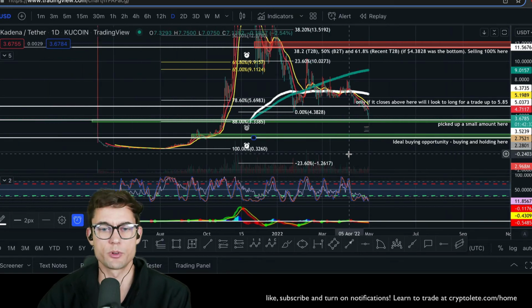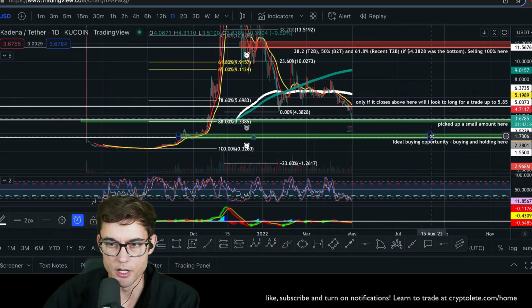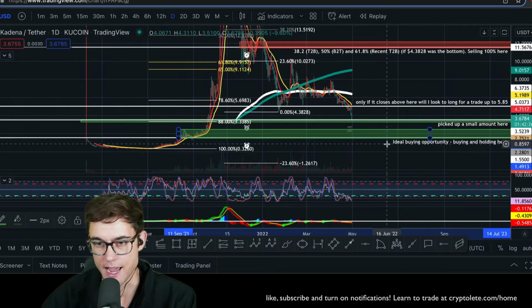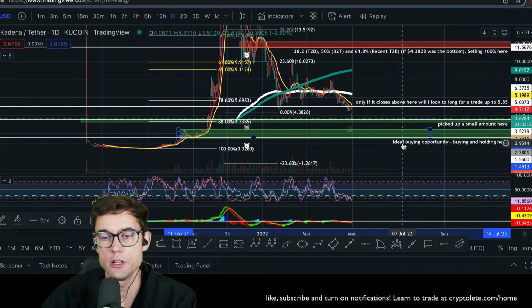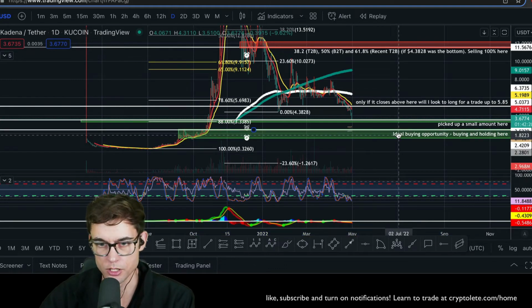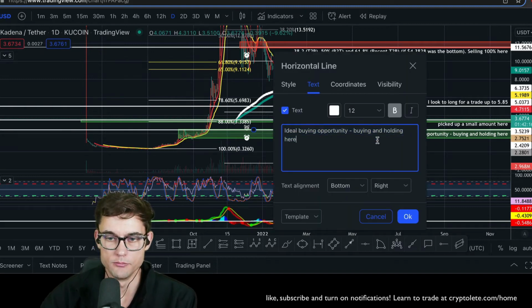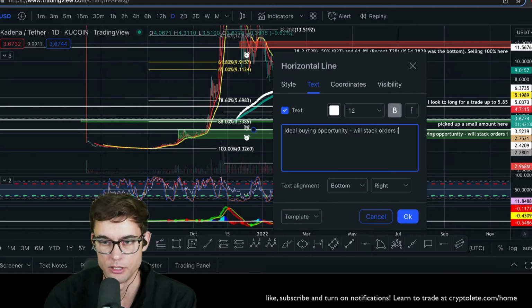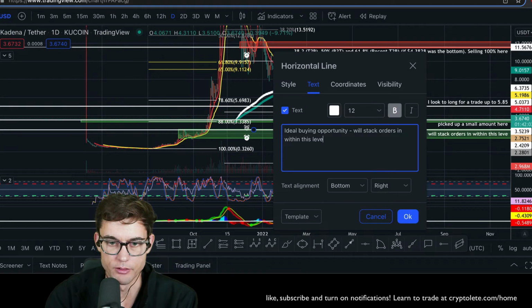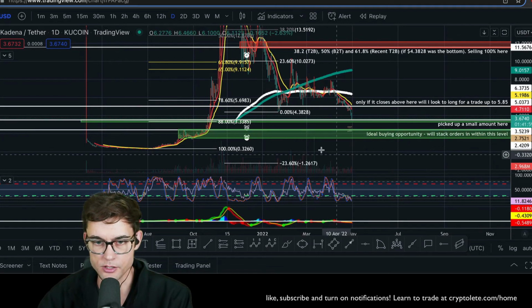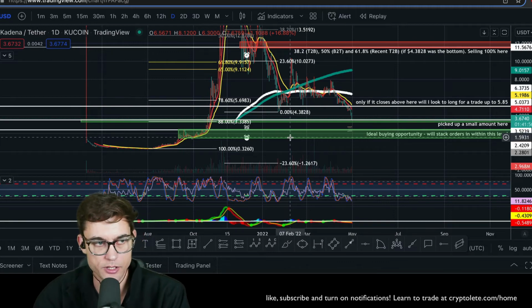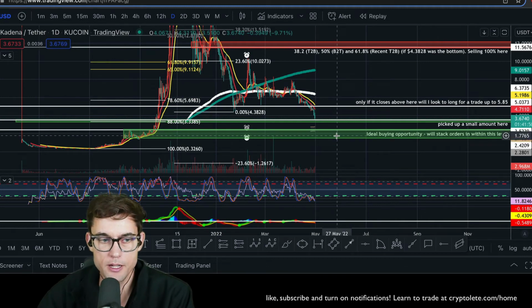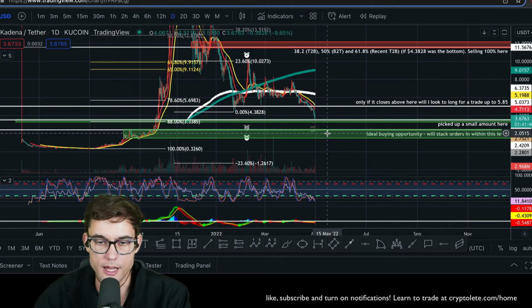So I have two places for Kadena. One is right here and one is right here. So what I'm going to do is lift this up, and instead of trying to time the exact bottom, I'm going to lift this alert up to up here. And then I'm going to say, starting here I'll stack orders in within this level. Because anywhere within this level is a good opportunity, a good buy price, a value price for Kadena, in my opinion. And since anywhere in this level is good, I'm comfortable buying down into this level.